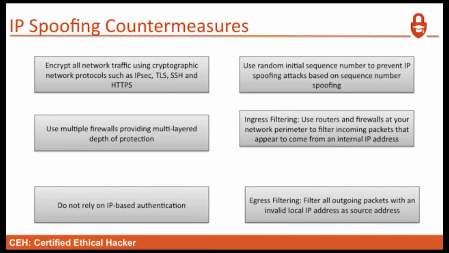And then ingress filtering. You must use routers and firewalls on your network perimeter to filter incoming packets that appear to be coming from an internal IP address. So if it says it's coming from a LAN address and it's trying to come into the network, that doesn't make any sense, right? So that's all they're saying, just ingress filtering. Egress filtering, traffic going out. Ingress is traffic coming in, egress is traffic going out. So filter outgoing packets with an invalid local IP address as a source address. So if the IP address is not correct, drop the packets.